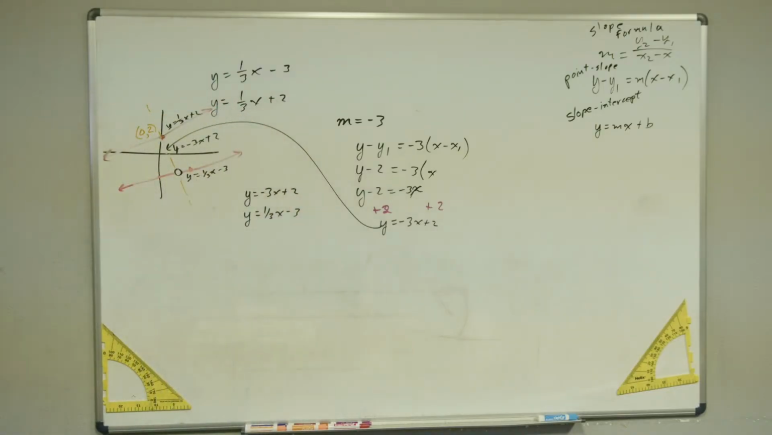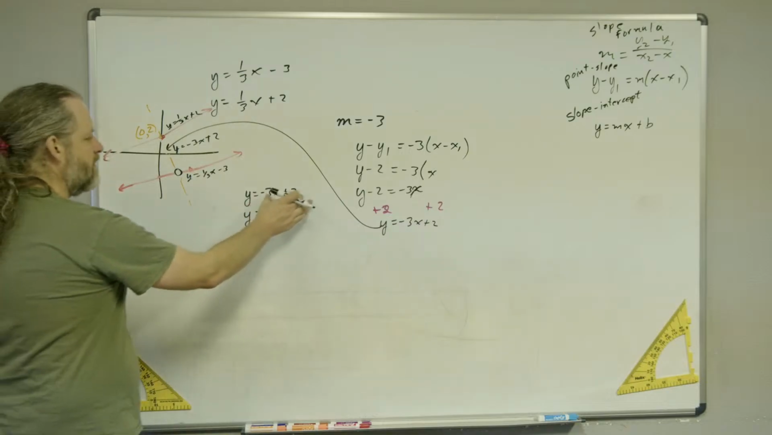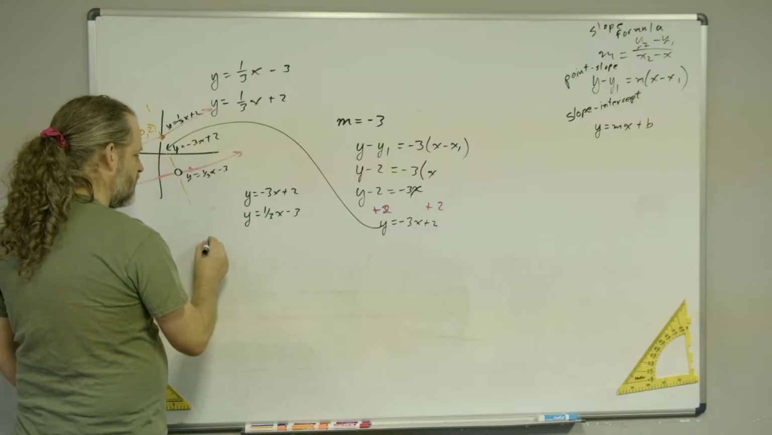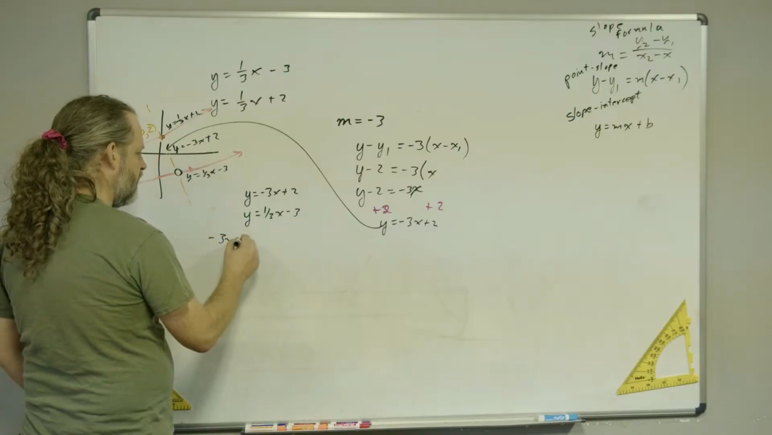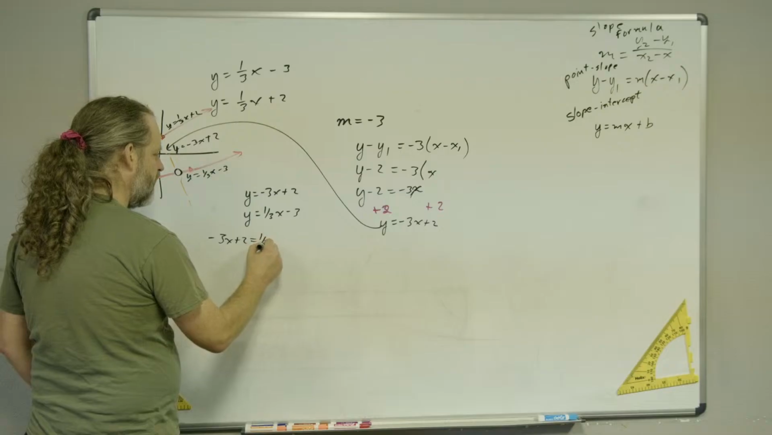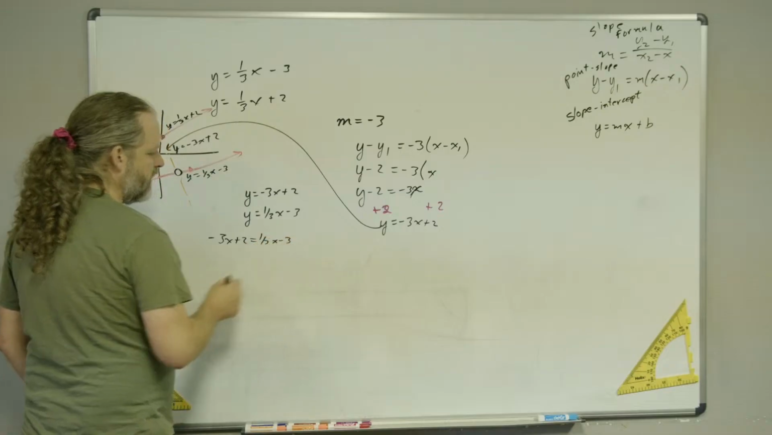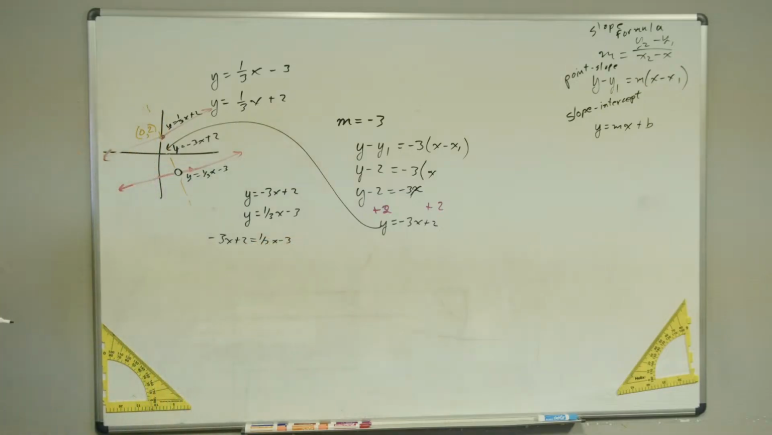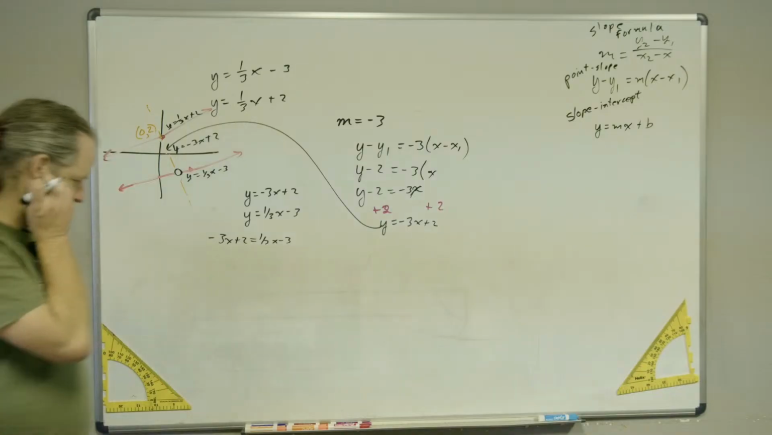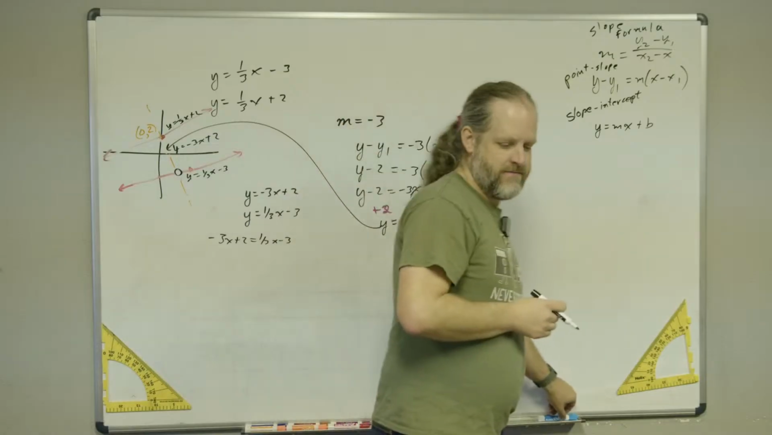So we're trying to find where they cross. So now what do we do? Substitute for 1. Yeah, substitute it in there, right? So negative 3x plus 2 equals 1/3 x minus 3. Now what do we do? Yeah, solve, more specifically though.